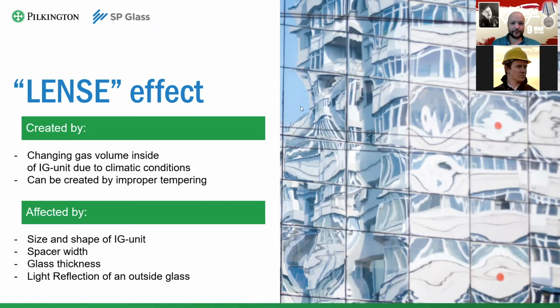Okay, one more. Hello, I have a question. Hello. Is it correct to use a capillary tube in the edge unit to regulate the climatic conditions and pressure changes?